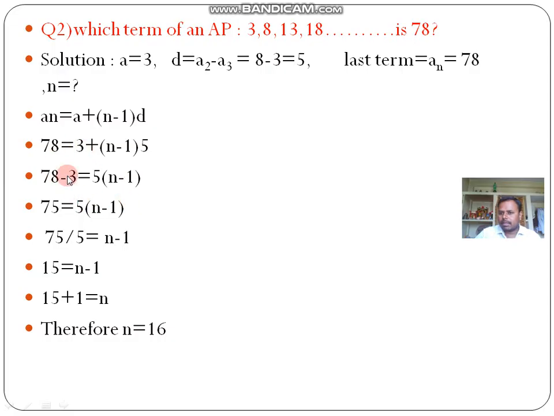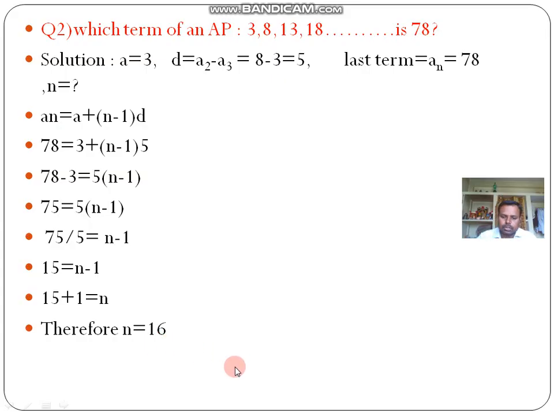So 78 minus 3 is equal to 5 into n minus 1. So here subtract, 78 minus 3 is 75, is equal to 5 into n minus 1. 75 divided by 5 is equal to n minus 1. If you divide, 5 ones are 5, remainder is 2, 5 2s are 10, 5 15s are 75. So 75 by 5 is 15, equal to n minus 1. So 15 plus 1 is equal to n. Therefore n is equal to 16.